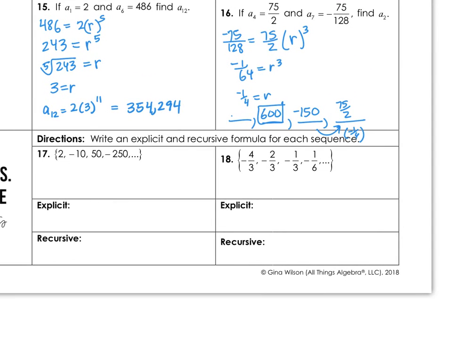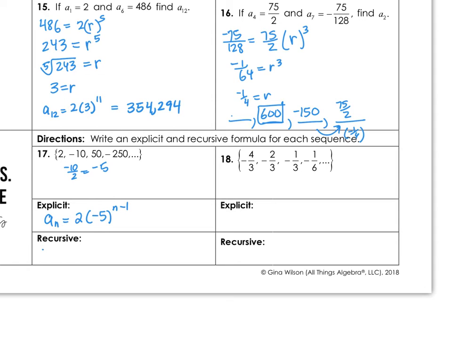Okay, so let's look at 17 and 18. On these, they want us to write the explicit formula and the recursive formula. So let's see, this is negative 10 over 2, which is negative 5. So they're multiplying by negative 5, that's our r. So explicit one is the easiest, I think. It's taking the first term times the r, n minus 1 times.